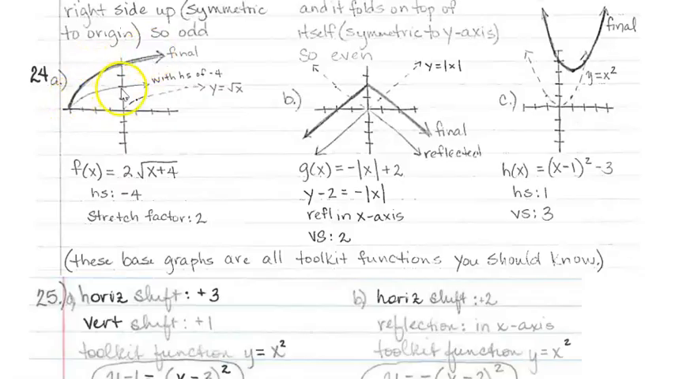So this one was going through 2, and you can see this one's going through 4. It's like twice as high. All right, so let's look at this next one.